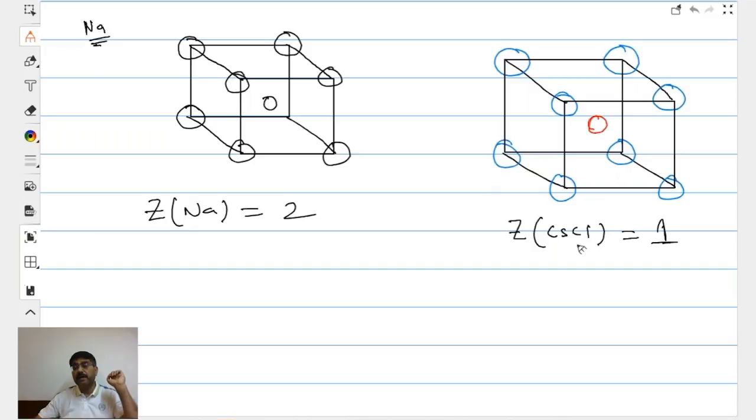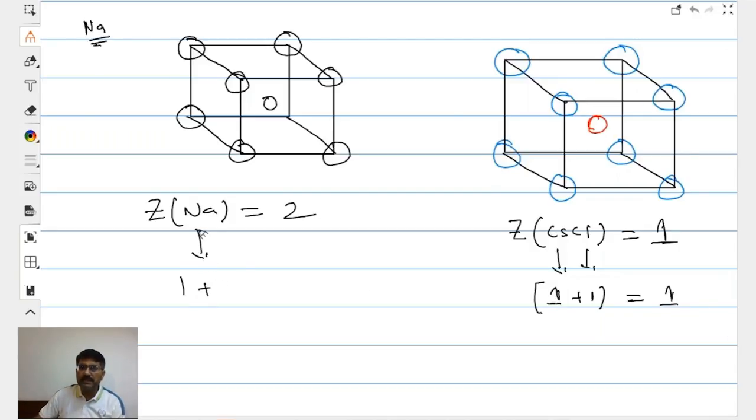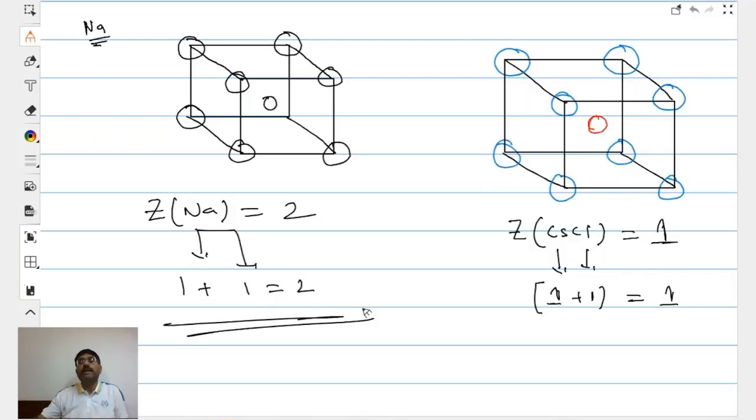I don't know why, but the majority of students say Z for cesium chloride is 2. I hope you can make it out. Cesium is present in the body center, that is going to be 1. Chlorine is present at the corners, this is 1. So together they constitute 1. Whereas in here, 1 is present in the body center and 1 at the corner. Together, it is going to be 2 sodium atoms.